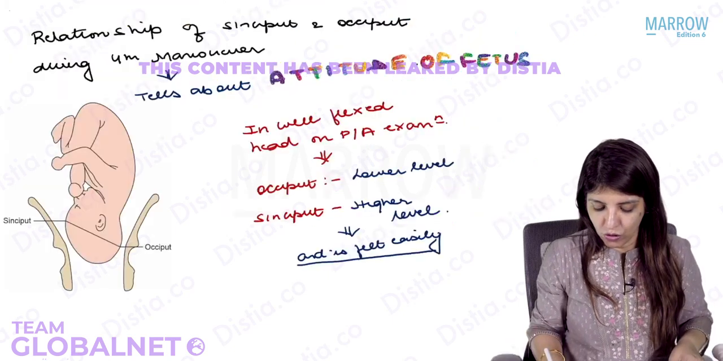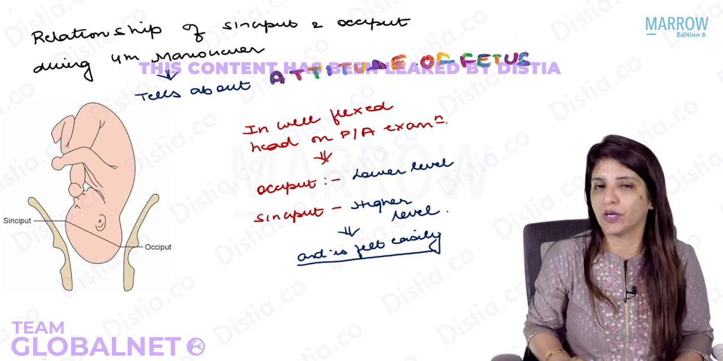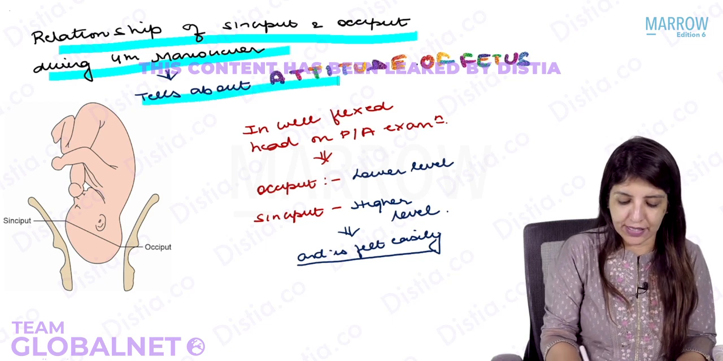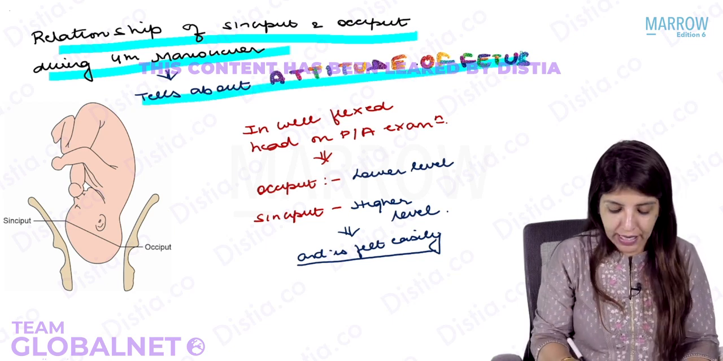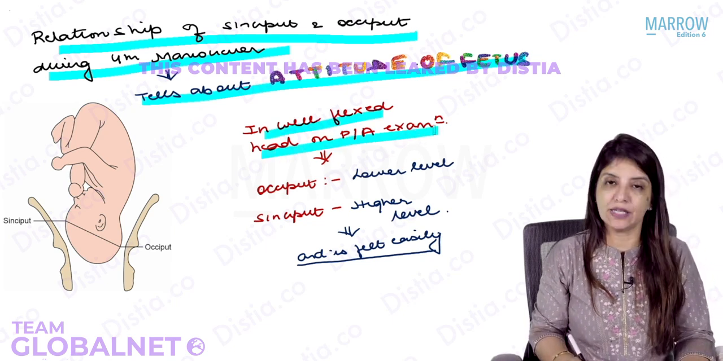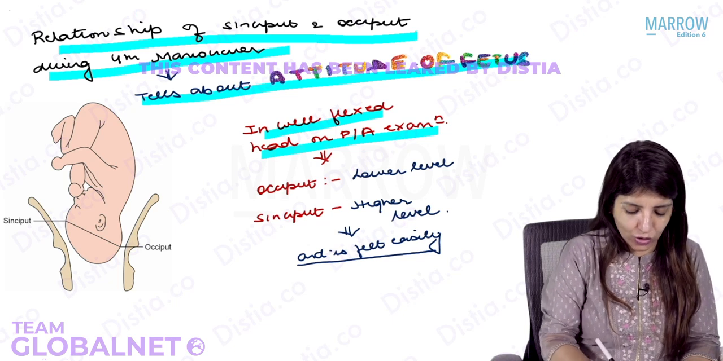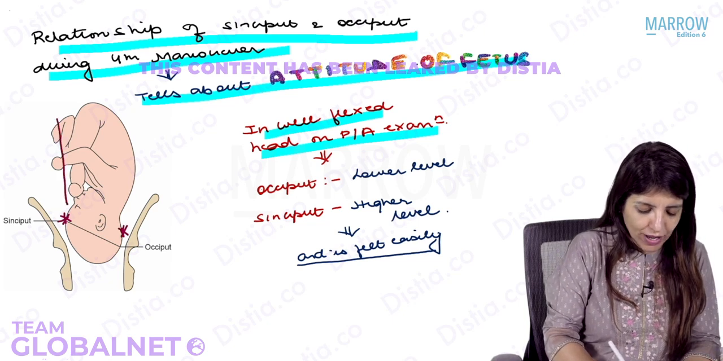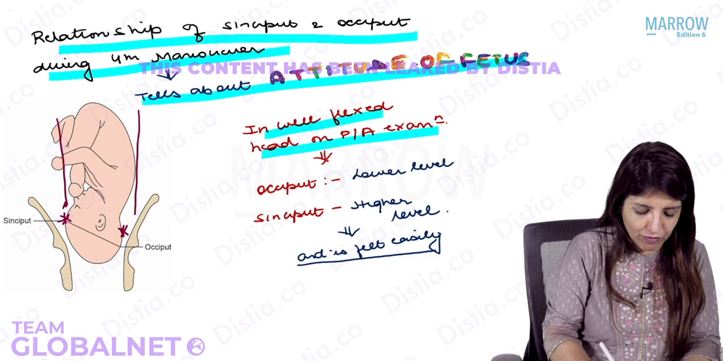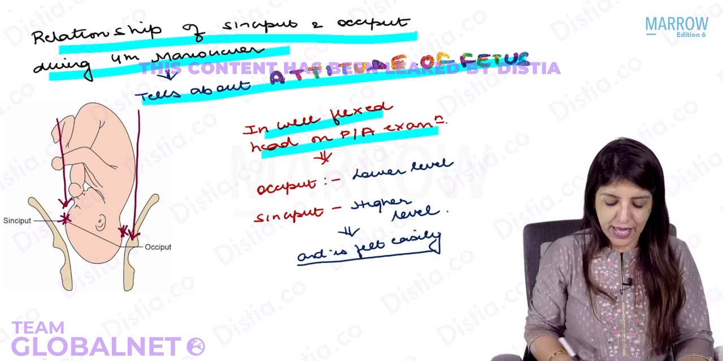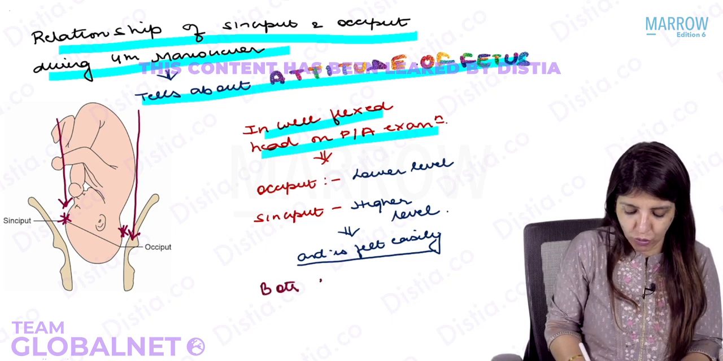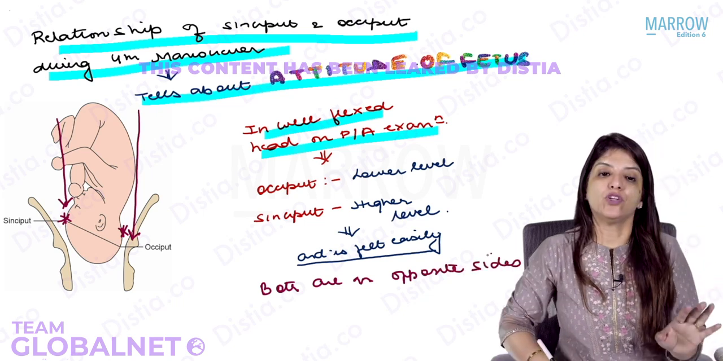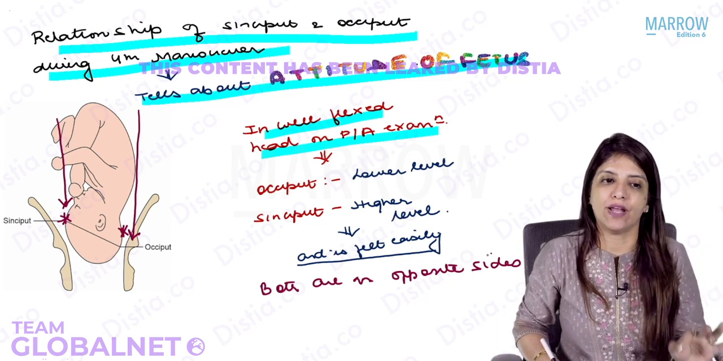So now I want all of you to understand and read what I have written over here. What the relationship of sinciput and occiput during the fourth maneuver tells us about the attitude of the fetus. In a well-flexed head on per abdominal examination, occiput is felt at a lower level. So this is occiput and this over here is sinciput. So sinciput will be felt at a higher level and occiput will be felt at a lower level. Yes, and both will be felt on opposite sides. Then you come to know that yes, it is a well-flexed head.